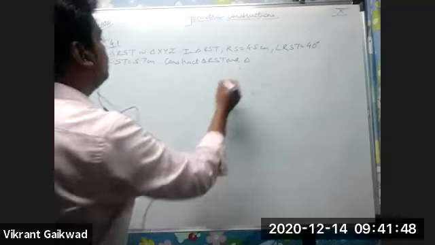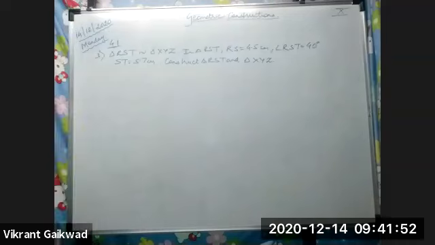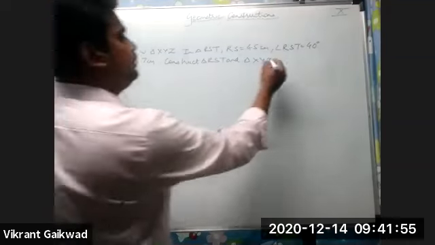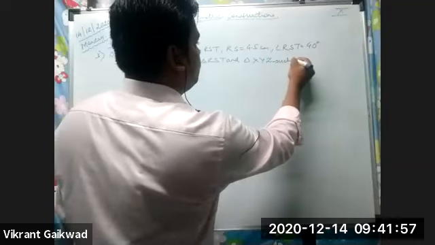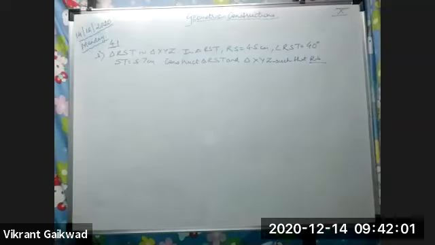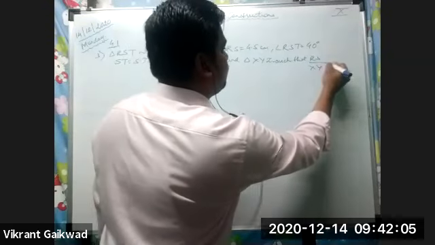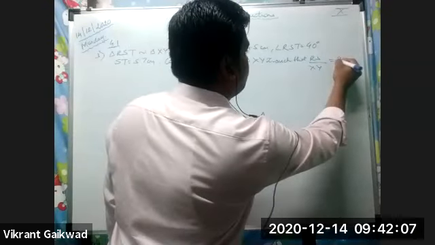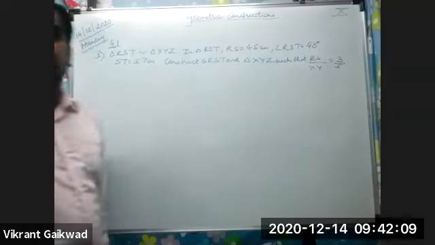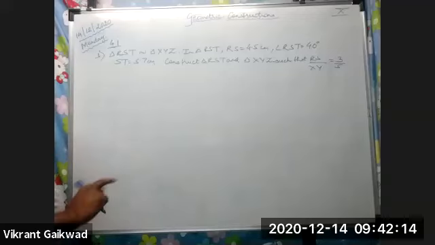Construct triangle RST and triangle XYZ such that RS upon XY equals 3/5. Now check again. When you read the question, you'll get your concepts clear.